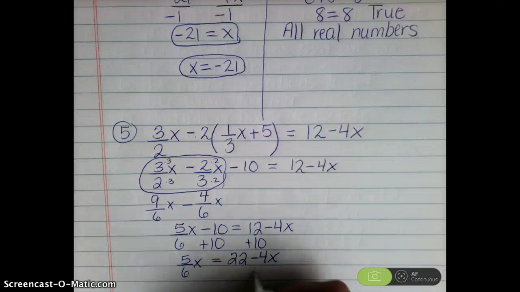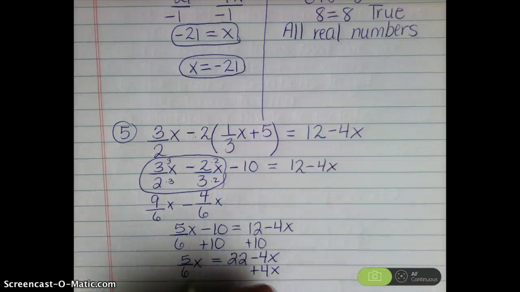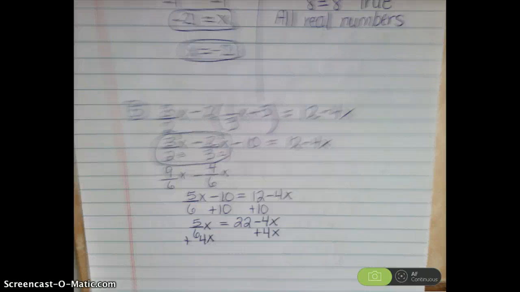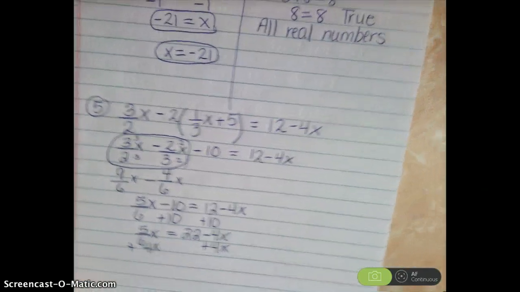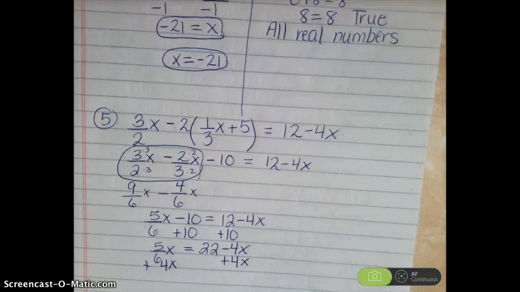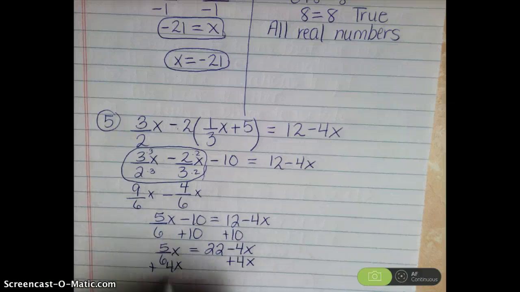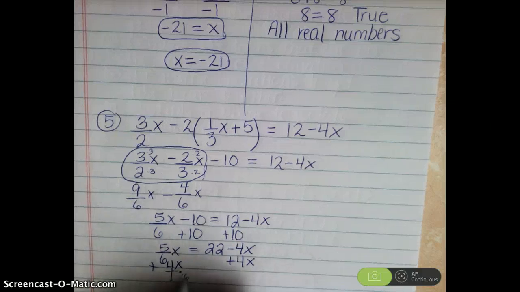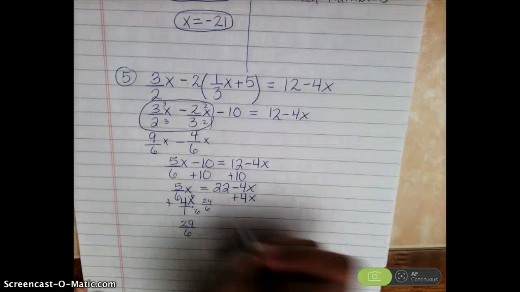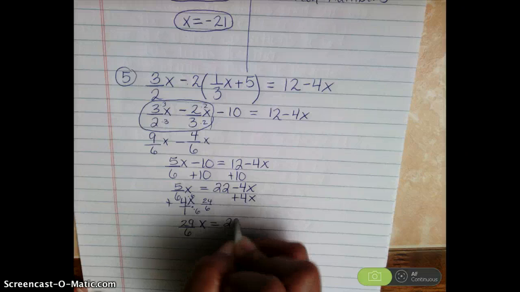Like terms together, add 4x to both sides. Once again, if you have a calculator, then you would just use your fraction key, which is the n over d, and you would just type in 5 over 6 plus 4, and it would give you an answer. But here we have to have a common denominator, which is 6. So that becomes 24 over 6. 5 plus 24, that's going to be 29 over 6x. 29 over 6x equals 22.